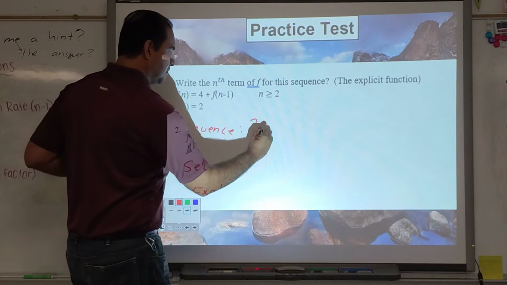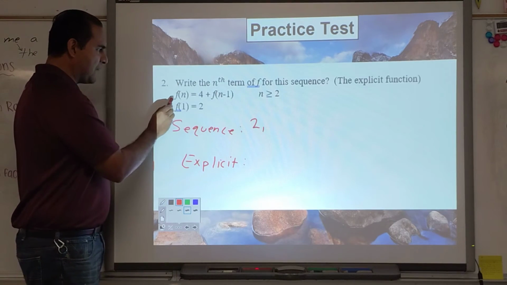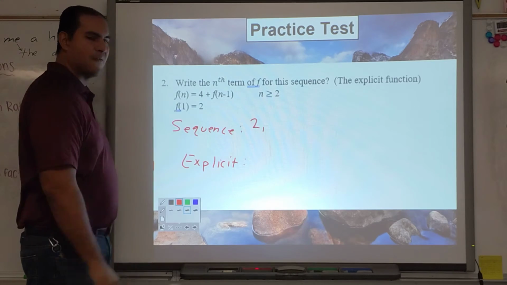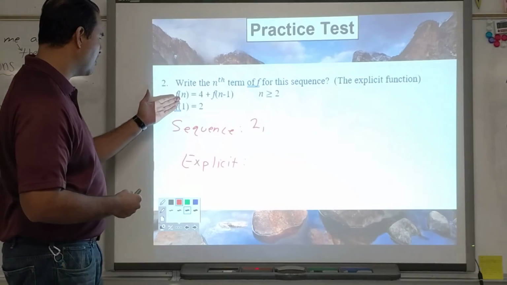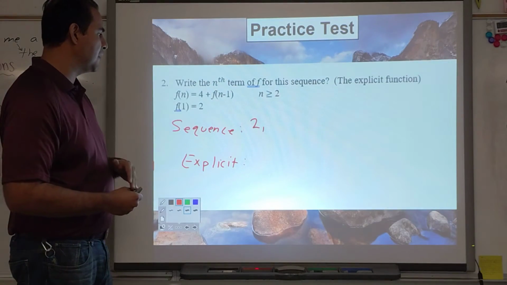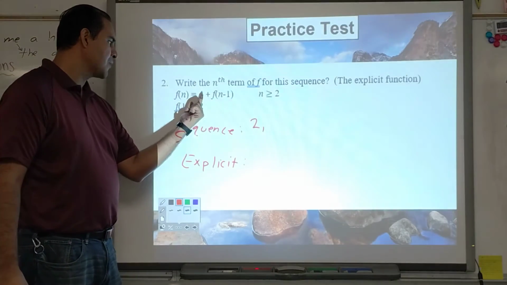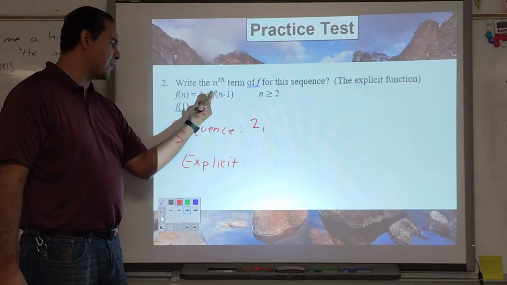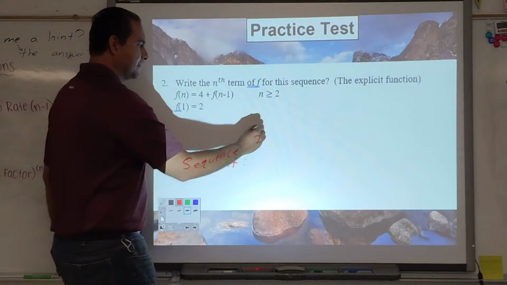So I'm going to write 2. And now this tells us the rule. f(n) equals 4 plus f(n minus 1). What's the rule in this case? It says the current term is 4 plus the previous term. So if I want the second term, that would be 4 plus the first term, 4 plus the previous term. So 2 plus 4 would give us 6.